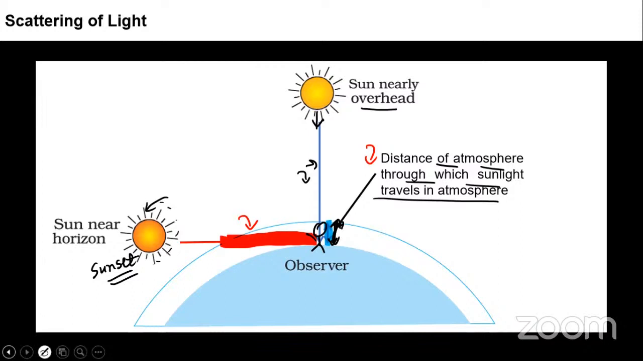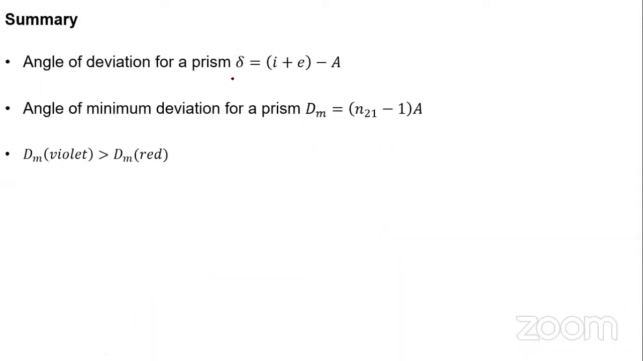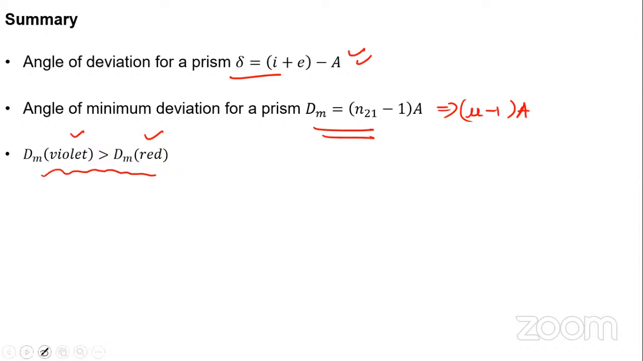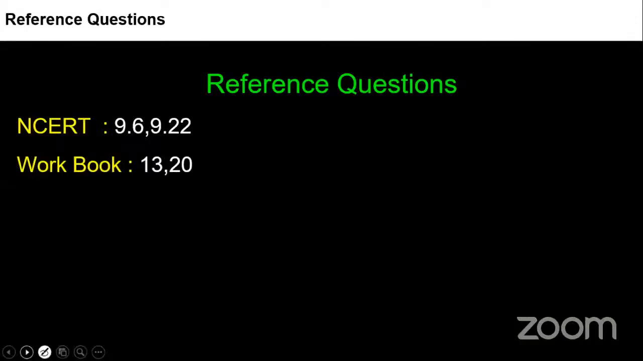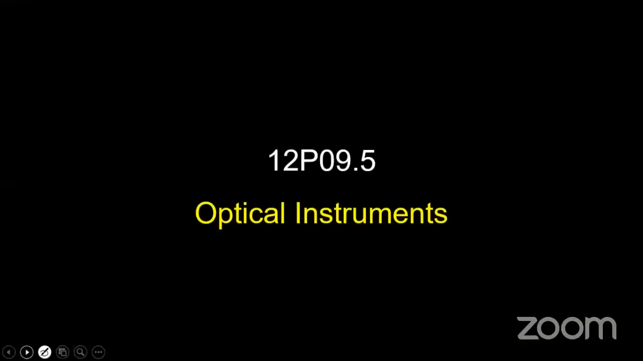Okay, so next is the summary of this, that is angle of deviation. We have studied a simple formula for the angle of minimum deviation, given by mu minus 1 into angle of prism. And this is the angle of deviation. The violet is greater than the red. This we have found. Now let us see the optical instruments first.